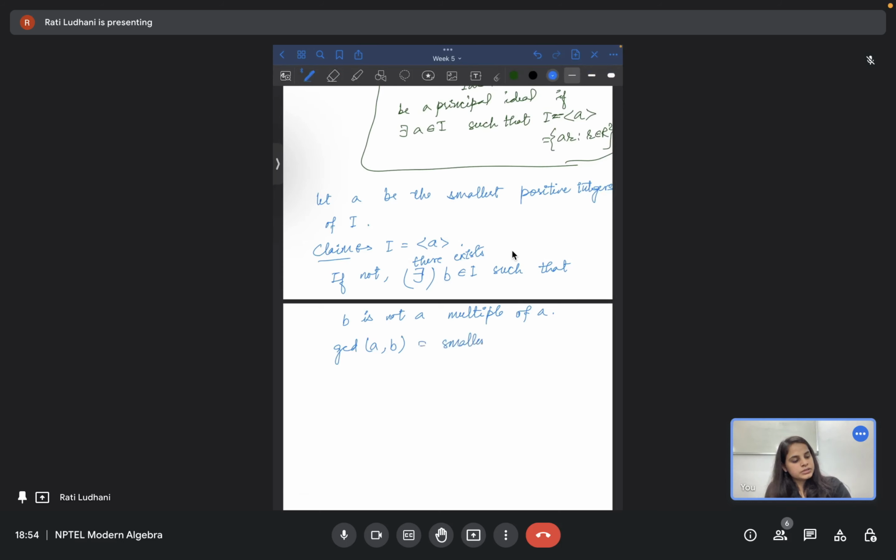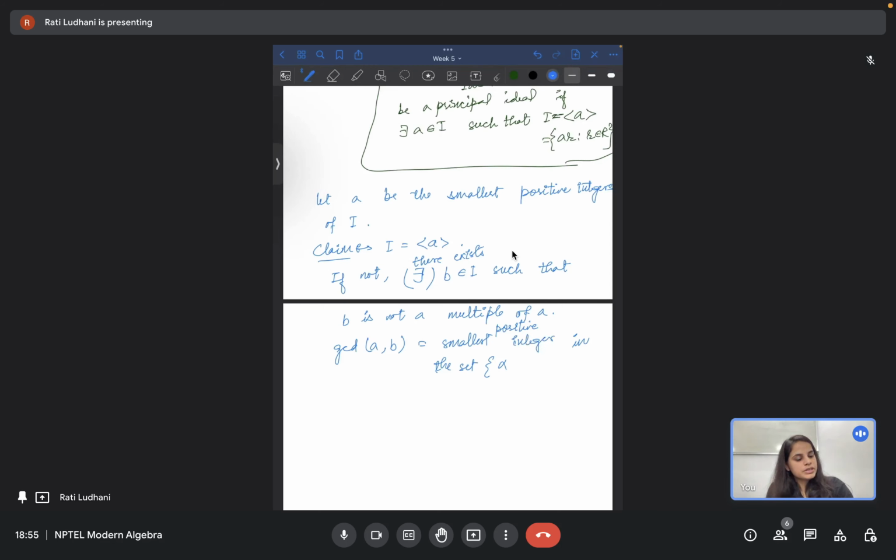Smallest element such that there exist smallest element in the set alpha, smallest, again positive integer, smallest. So what is GCD?